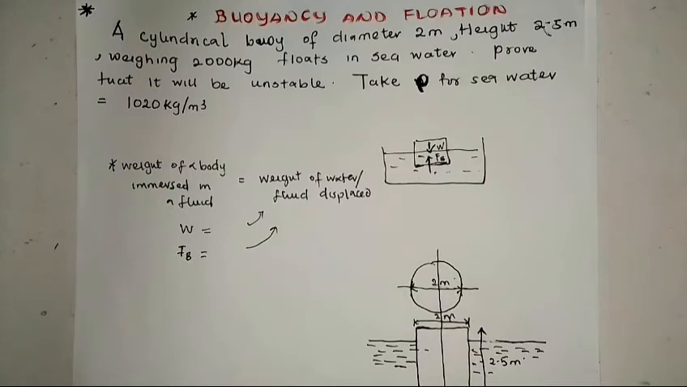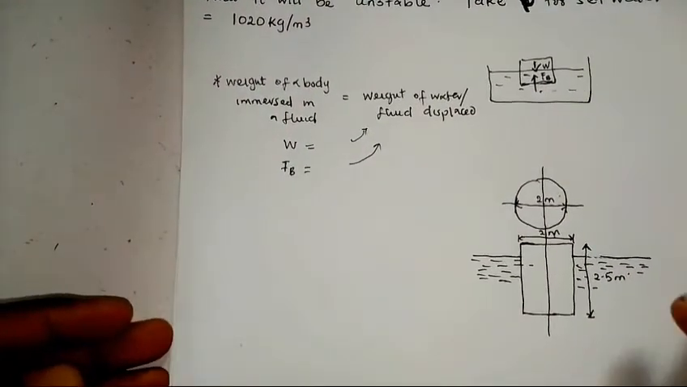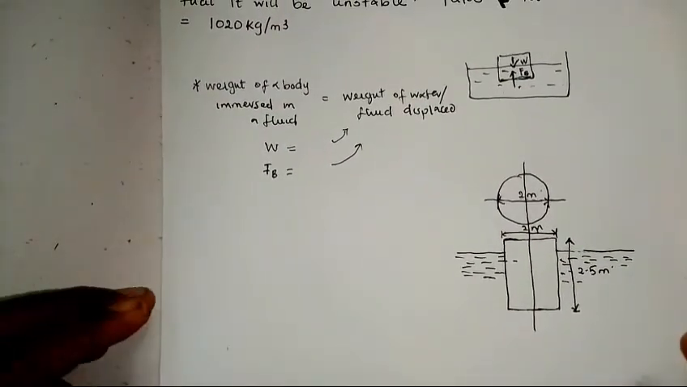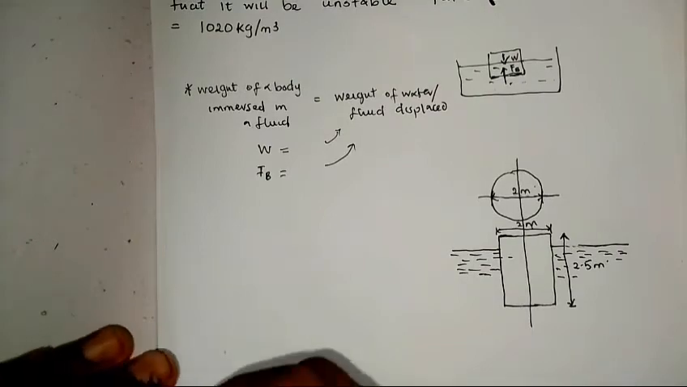Now I forgot to explain what I mean. What does it mean by stable and unstable? When a substance is stable in a particular medium, its metacentric height is positive. But when it's unstable, its metacentric height is negative. Now, what is a metacentric height? Metacentric height is basically the distance between the center of gravity and the metacenter.